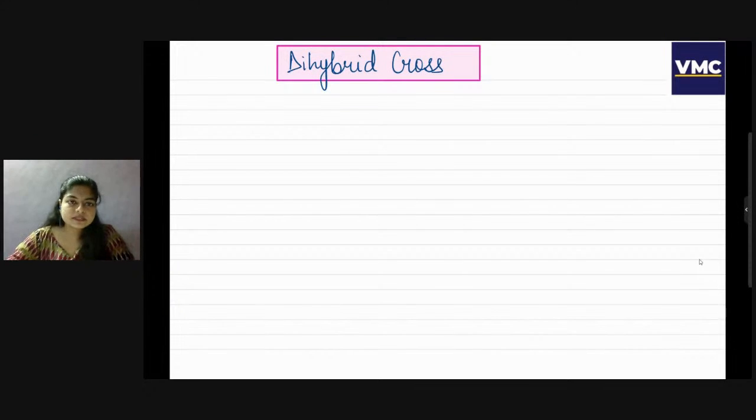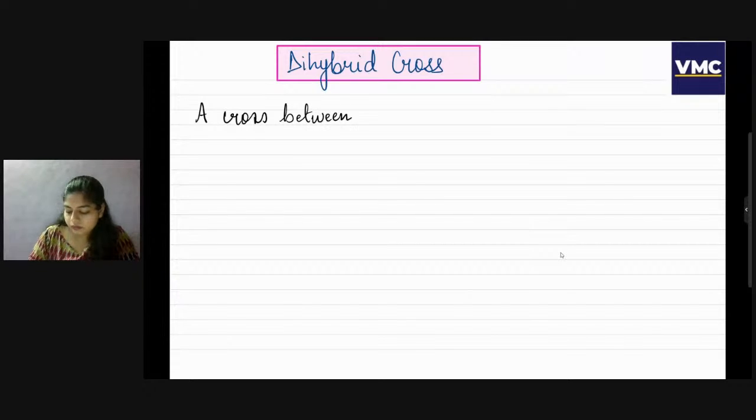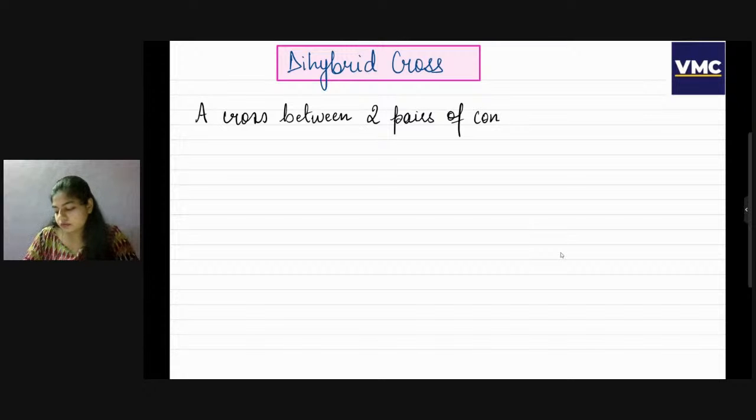Okay, monohybrid cross हमने discuss कर लिया था. Monohybrid is a cross wherein only one character is taken. Okay, and dihybrid cross in which you have two characters which can be taken. So यहाँ पे two contrasting traits are taken in a dihybrid cross. So dihybrid cross is a cross between two pairs of contrasting traits.